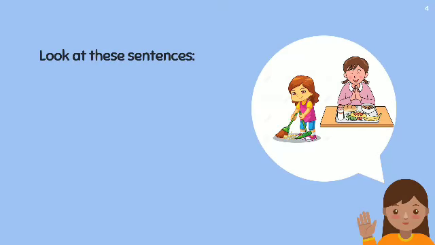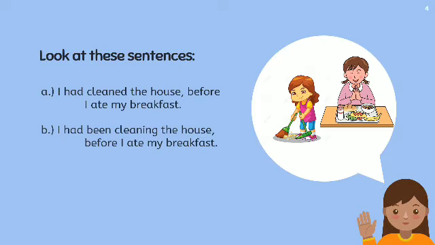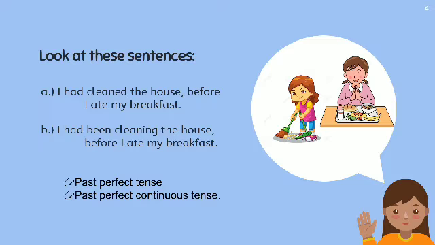Now, let's get started. Take a look at these sentences. I had cleaned the house before I ate my breakfast. I had been cleaning the house before I ate my breakfast. The first sentence is in the past perfect tense. Then the second sentence is in the past perfect continuous tense.